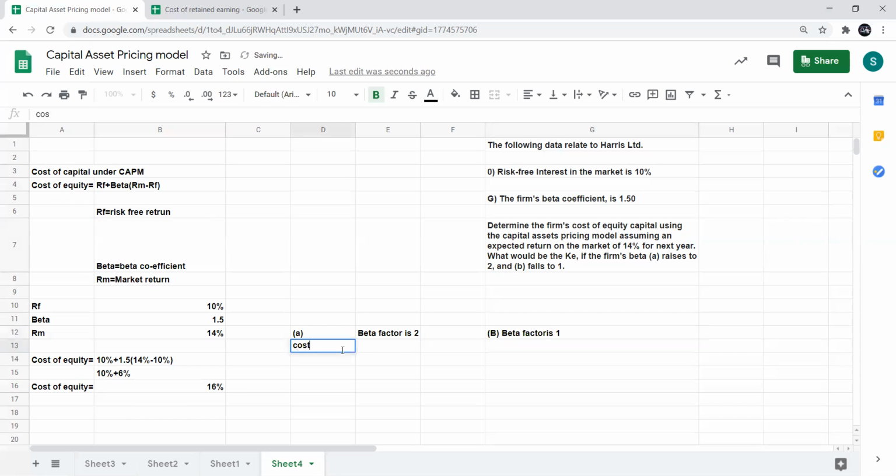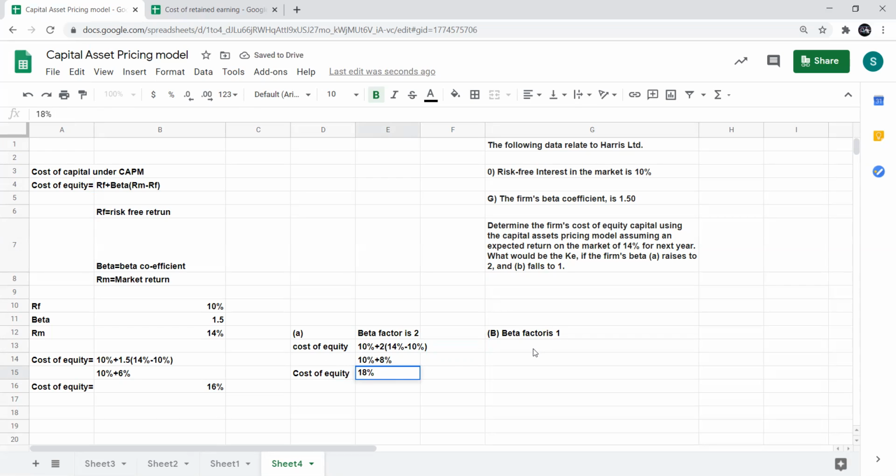So I need to find out the cost of equity. We all know the formula. Let me substitute the same in the formula. Risk factor is same. There is no change in that. To that, my beta factor is 2. My market return is 14%, minus 10% is the risk. Okay. So it's 10% plus 8%. Cost of equity in the second situation is 18%.